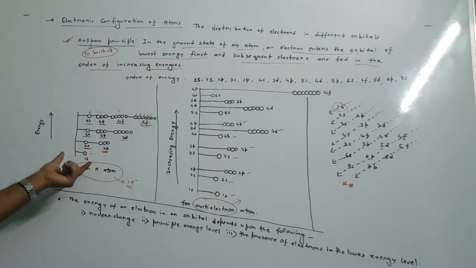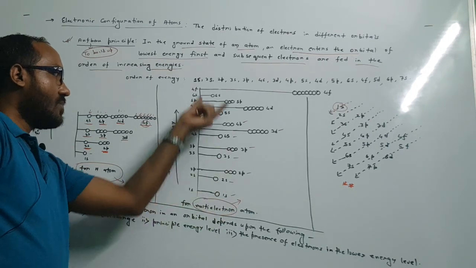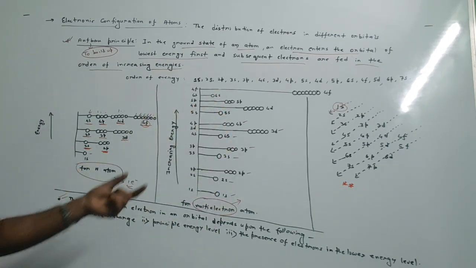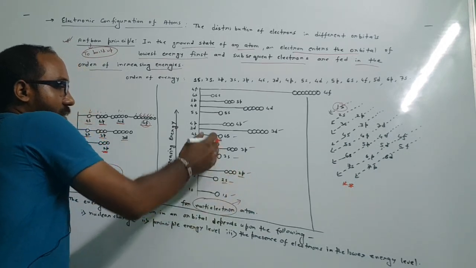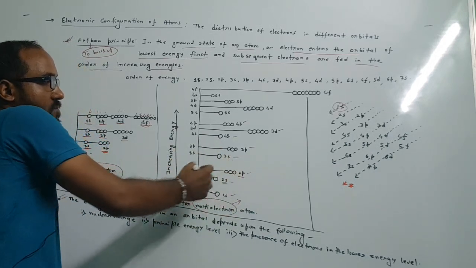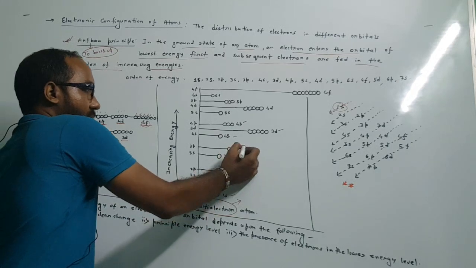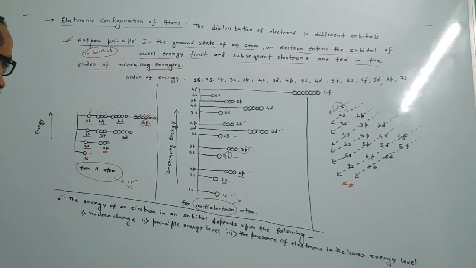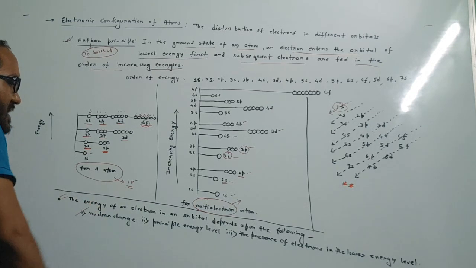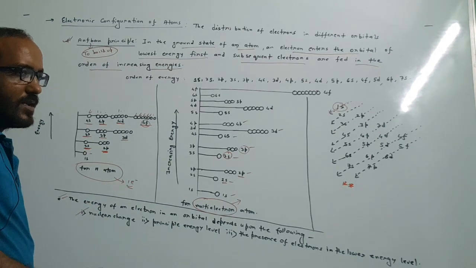For the hydrogen atom, why are these energies the same? For multi-electron atoms, why are these energies not the same? Why is there a variation in energies? This is 2s and this is 2p. Why is the energy of 2p higher than 2s? Why is the energy of 3p higher than 3s? There are various reasons. The first reason is the variation in nuclear charge.